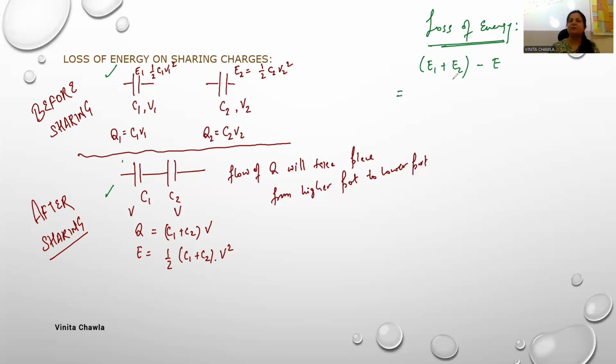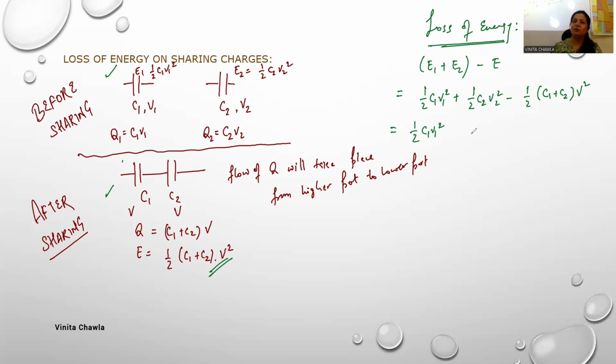So initial is E1 plus E2. This is the energy stored in capacitor of capacitance C1, so we can write half C1 V1 square for this. And this is the energy stored in capacitor of capacitance C2, so this is half C2 V2 square. And minus E. E is this energy. After sharing, when charge flows from one capacitor to another and both the capacitors acquire the same potential, then energy stored in this combination is the final energy. It is minus half (C1 plus C2) V square. This is how we write. Okay. Now let's solve this.